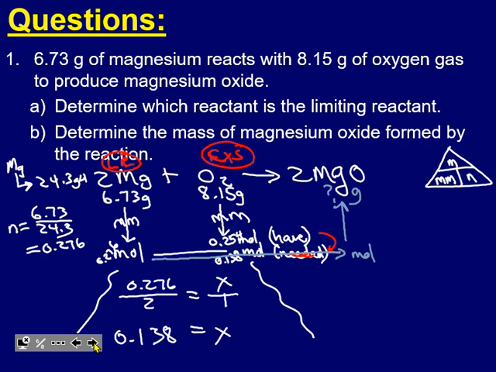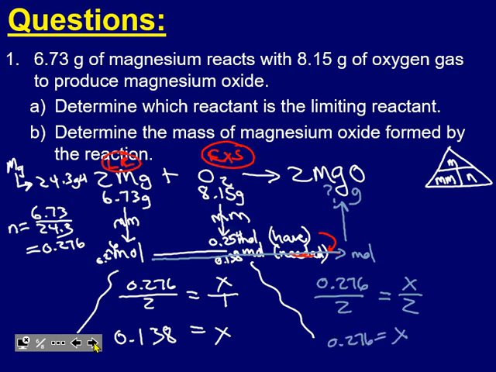So that means my new mole ratio is going to be 0.276 over 2, and I'm heading over to here, x over 2. You'll notice it's a 2-to-2 ratio. It's the same ratio. How many moles am I going to have here? How many moles are we going to have? Yeah, the same as we had over there, 0.276. X is equal to 0.276.